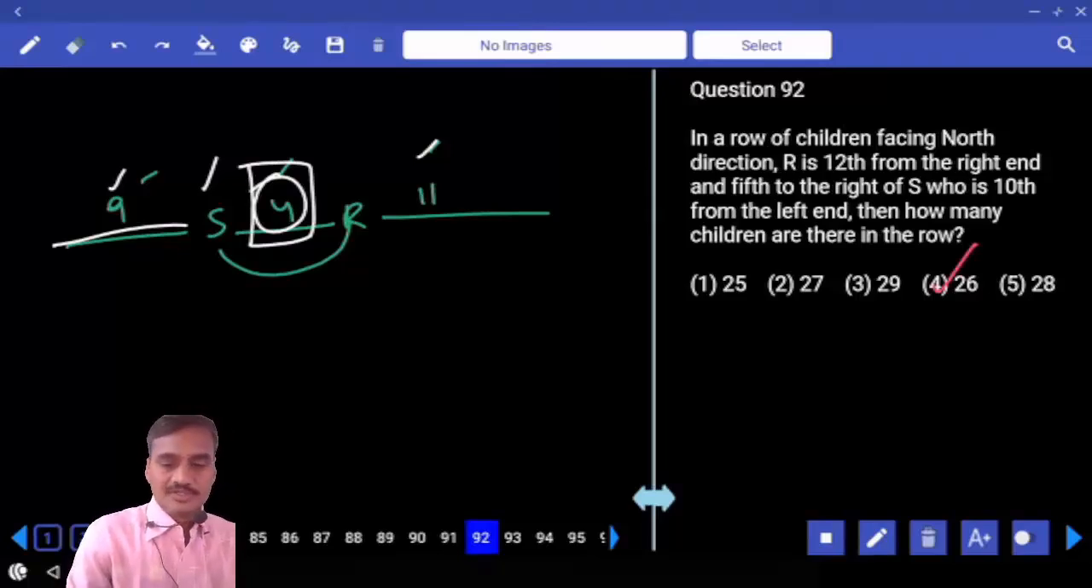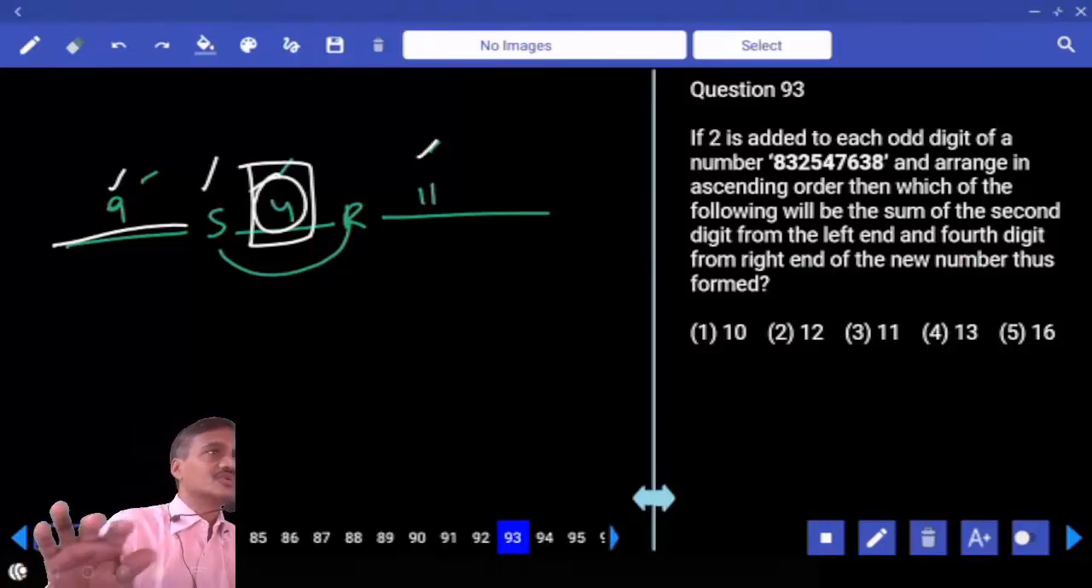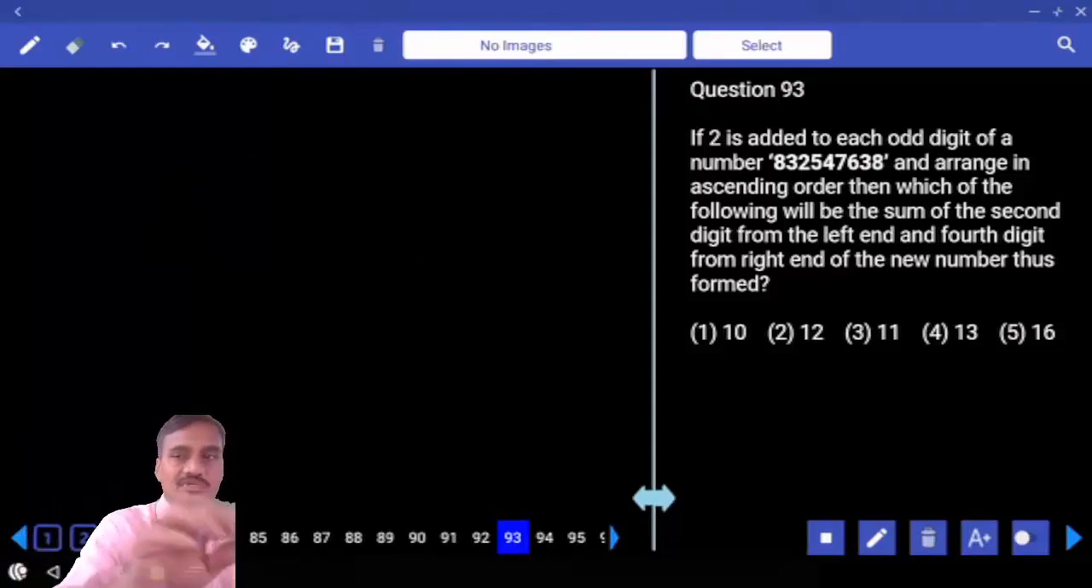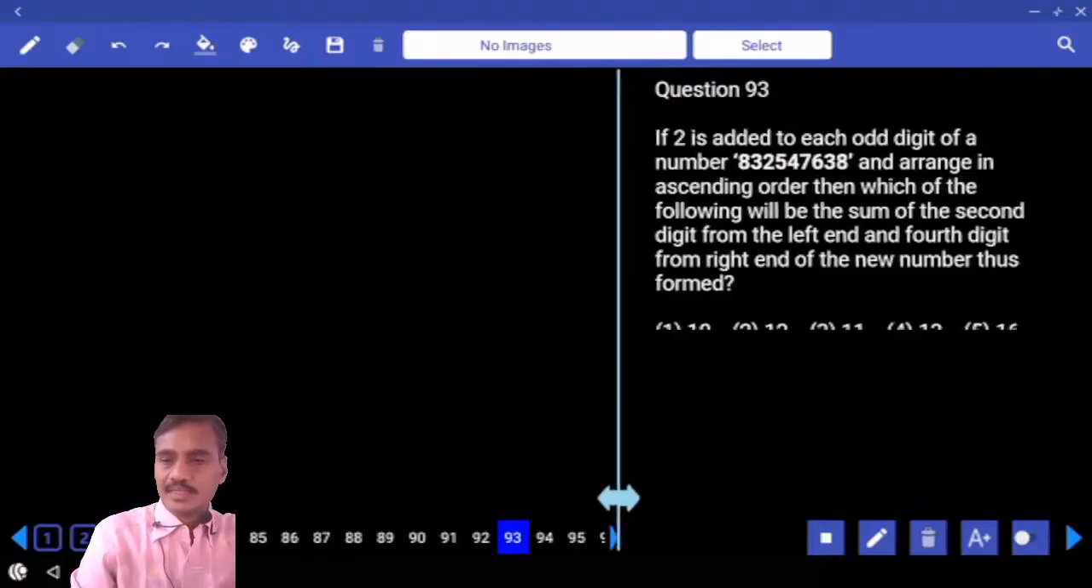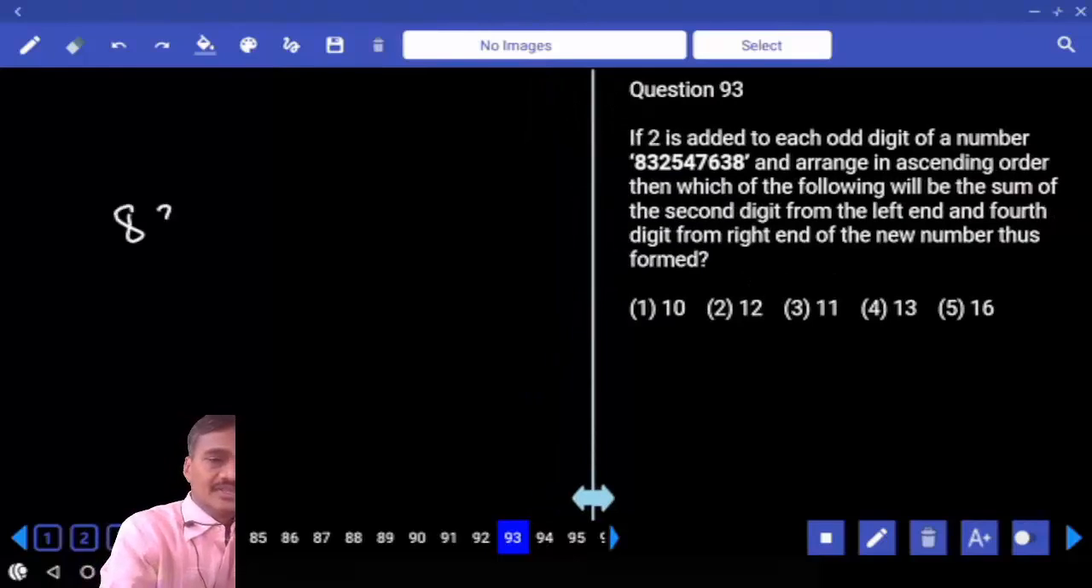Next one, and this is about question number 92. ఇంతకుముందు క్లాస్లో ఎవరు అడిగారు ఈ డౌట్? ఈరోజే ఒక అబ్బాయి, నువ్వే. Then next one, coming to this 93. Now in this 93, what is the number we have? 828325. The number is 8325.